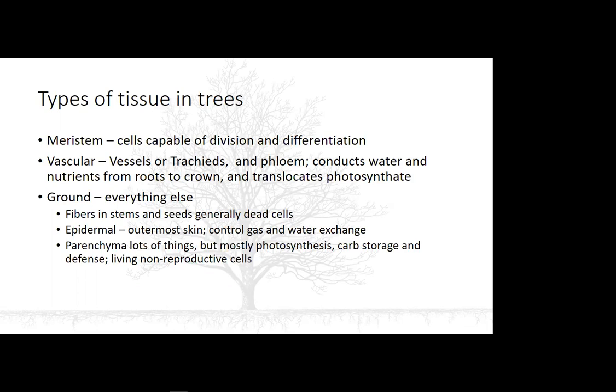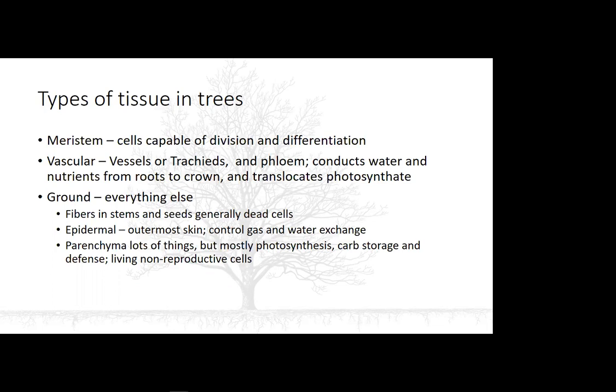These are almost all dead cells, so they form and they die almost immediately, and then all of the stuff on the inside of the cell that kept it alive is sucked back into the plant to be reused. The epidermal cells, or the epidermis, is the outermost skin. It's not just bark. The root system does not have bark. It's got epidermis. And the primary function of the epidermis is to control gas and water exchange and to keep water in the tree.